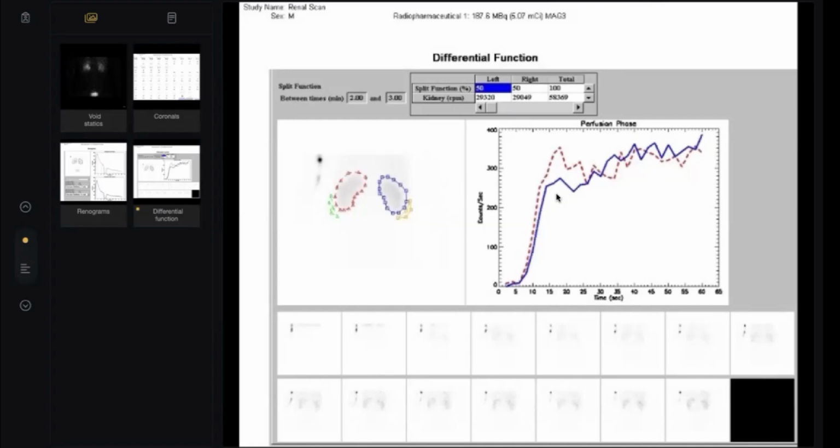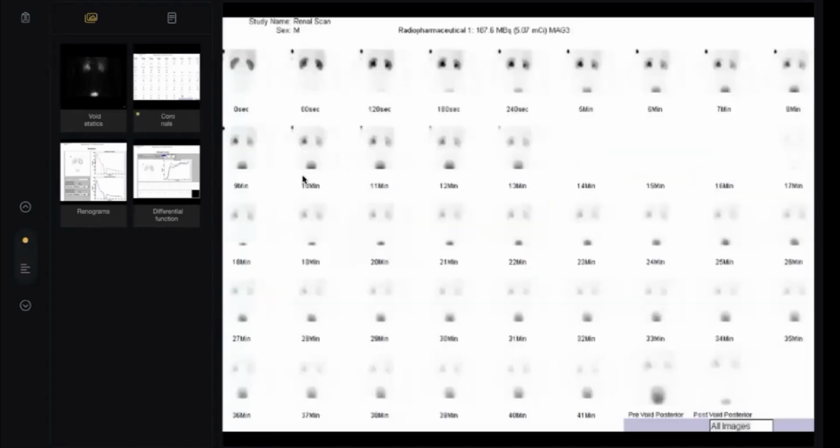The benchmark of abnormality is how many percent? So more than 10. Excellent. So this study, tell me, shows there is no difference in the function of both kidneys. However, I would like to do a post-captopril study.